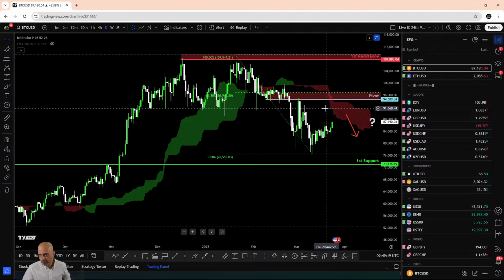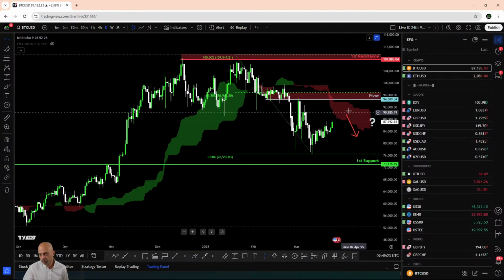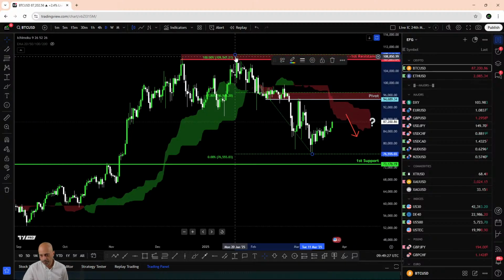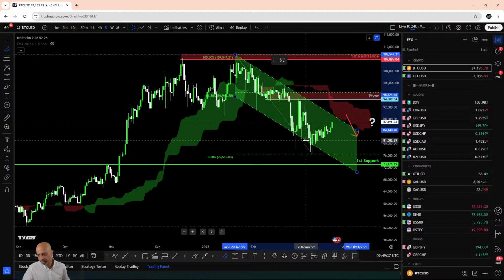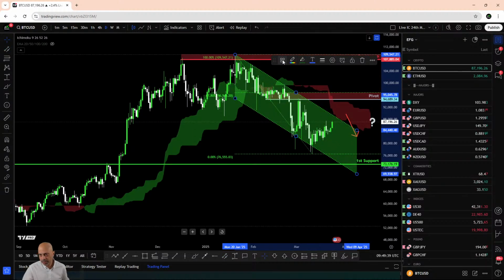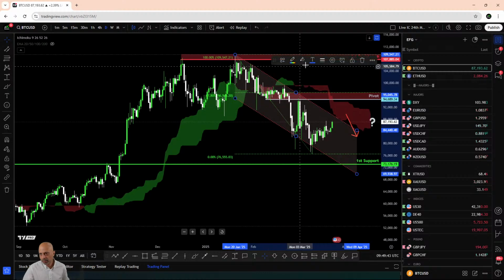Right, and take note, Bitcoin continues to trade underneath the red Ichimoku cloud, which currently highlights the ongoing bearish momentum. And at the same time, from 20th of Jan, we can see a clear series of lower highs and lower lows. In fact, I think I should probably highlight this downward channel as well. It's a pretty decent downward channel that I would like to highlight.